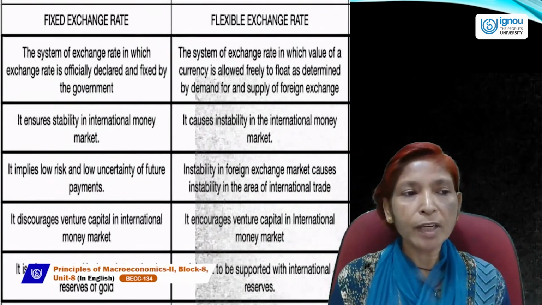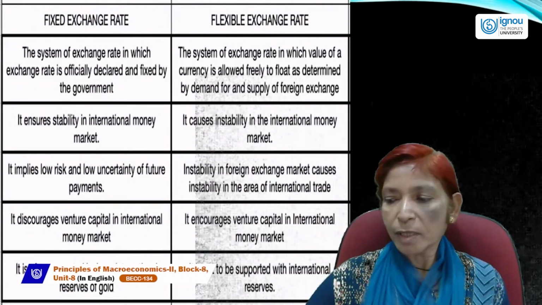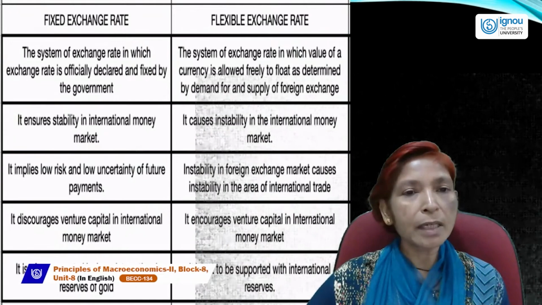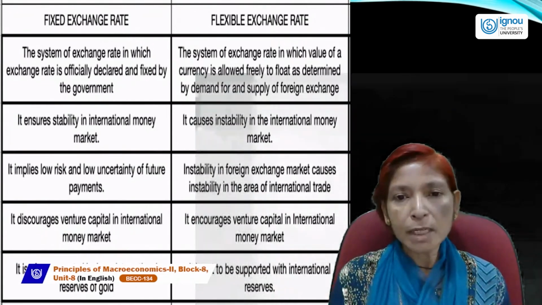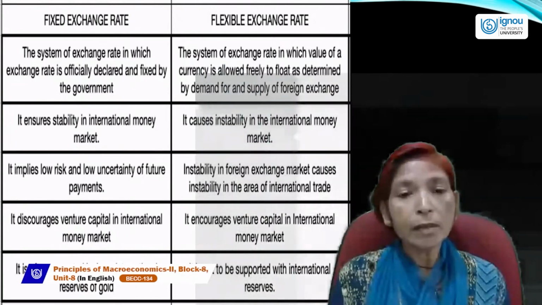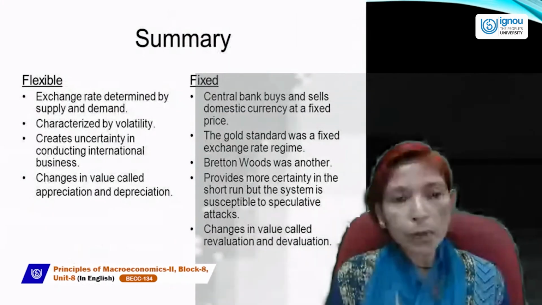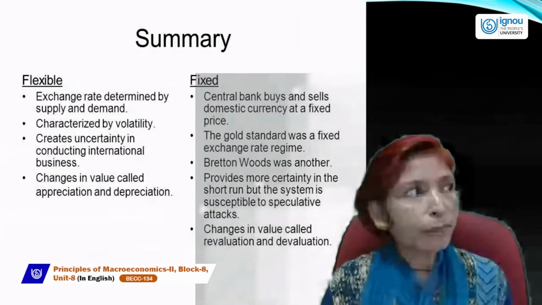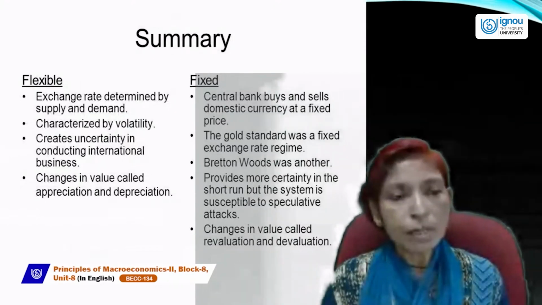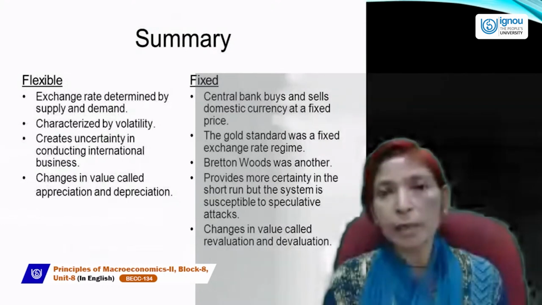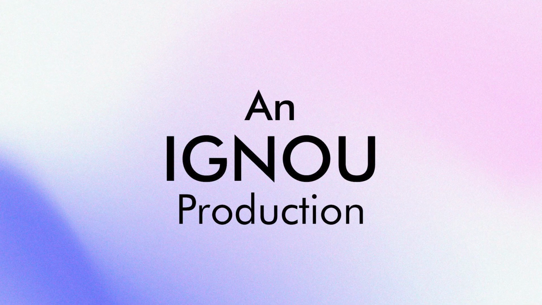There is a difference between the fixed and flexible exchange rate systems. The fixed exchange rate system is fixed by the government, and the flexible system is not fixed by government intervention, but by the forces of demand and supply. That's the summary. Now we can conclude that there are two types of exchange rate system, flexible and fixed. Flexible is determined by the forces of demand and supply, but fixed is determined by the central bank. Now this topic is completed. Thank you.